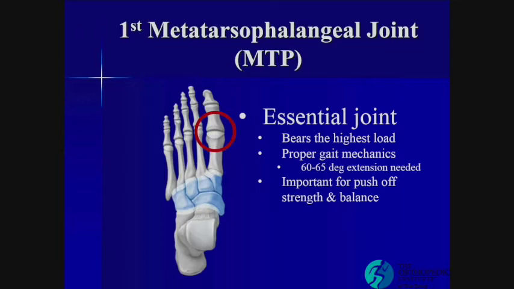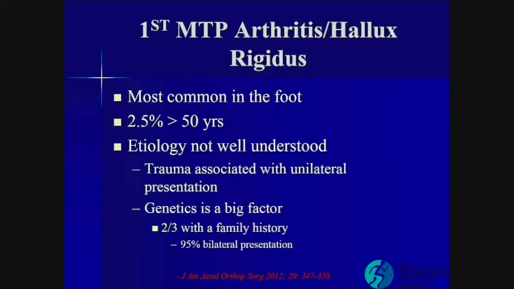And you need at least 60 to 65 degrees of extension to have that ability to balance and to push off. Now, I included that term hallux rigidus up there because I do consider it the earliest phase of arthritis. That's a bone spur at the top of the foot. But most of the time when you see that, the joint is arthritic anyway. So this is actually the most common arthritic issue in the foot.